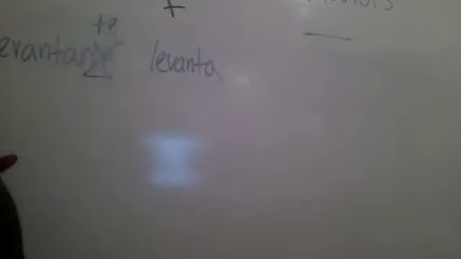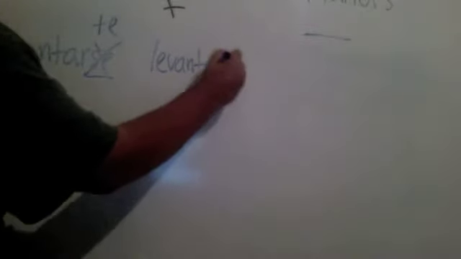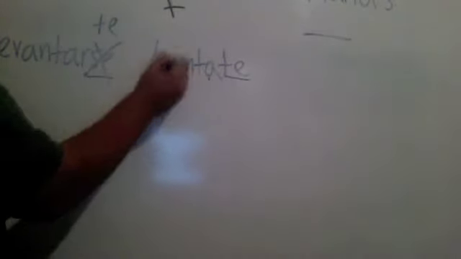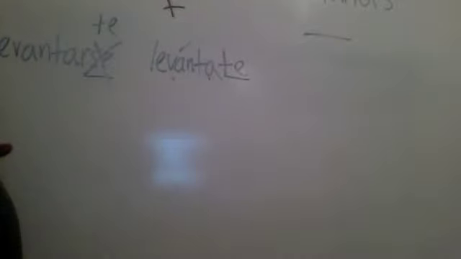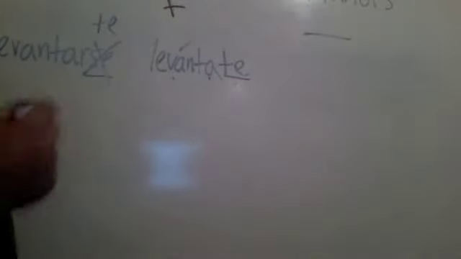What should se turn into? With tú commands, it should turn into a te. Now, where's that te going to go? What's our rule for affirmative commands where we place the pronoun? Attached to this. Levántate. Since we added a pronoun, we go 3 syllables from the back. 1, 2, 3. That's where our accent goes. Levántate. And you can hear it. Levántate.